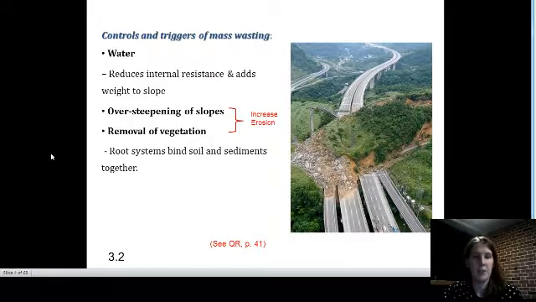And the removal of vegetation can increase erosion. Roots hold soil and sediments together. That's why heavily forested areas tend to have very well-developed soils, whereas steep slopes with very little or no vegetation, especially out west, we tend to see a lot more of these mass wasting events because there is not enough there to hold these soils together even with the introduction of water.